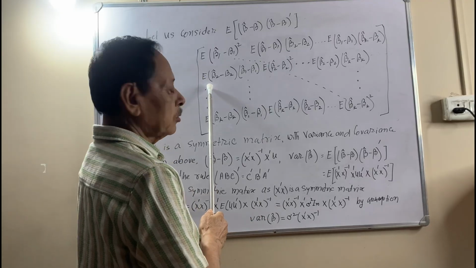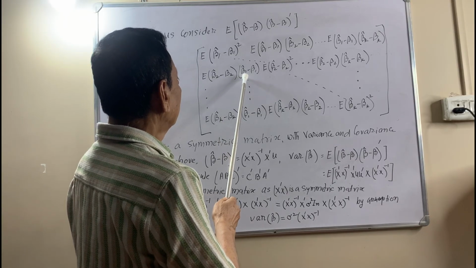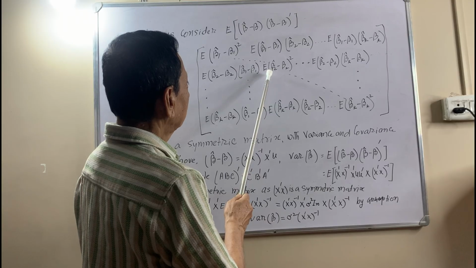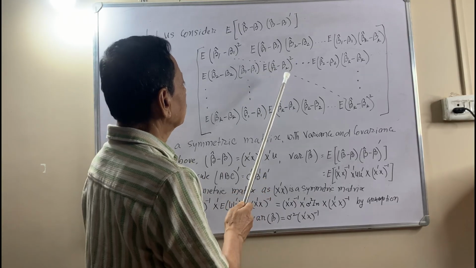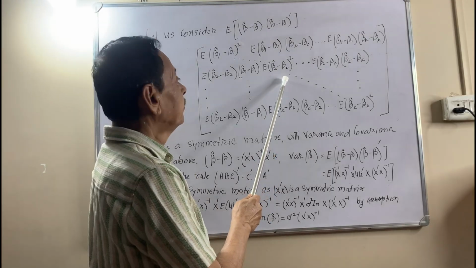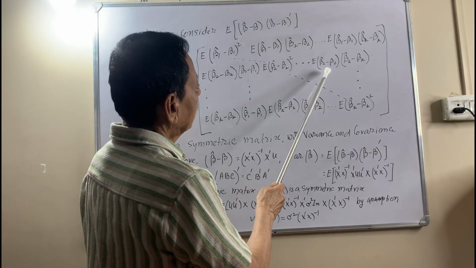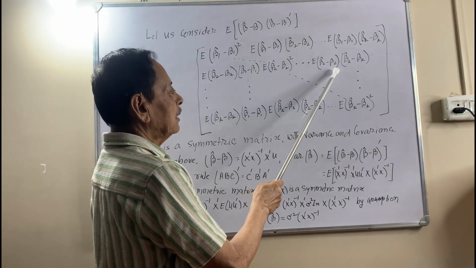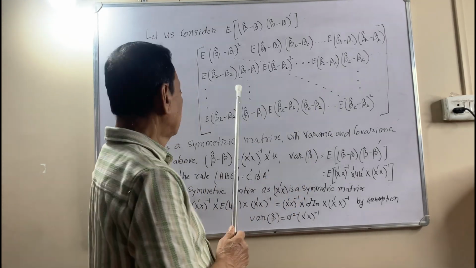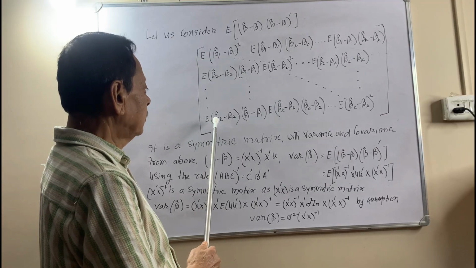This way, for the second row we can find expected (beta 2 hat minus beta 2) into (beta 1 hat minus beta 1), which is again the covariance, and next will be expected (beta 2 hat minus beta 2) square, which is again the variance of beta 2. So here second row and second column, here first row and first column. Similarly, expected (beta 2 hat minus beta 2) into (beta k hat minus beta k) becomes the covariance. This way you can expand up to beta k variables and k rows, so it is a symmetric matrix.